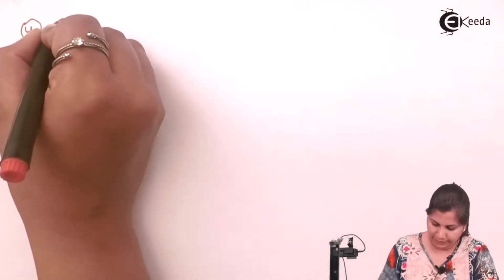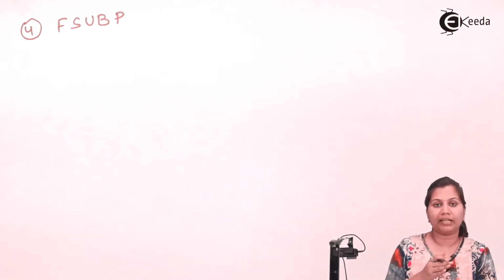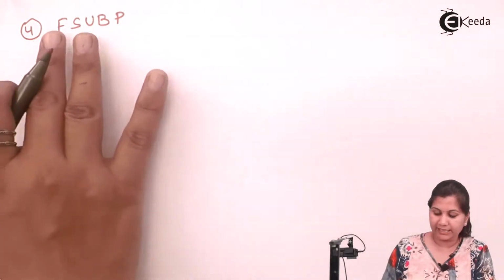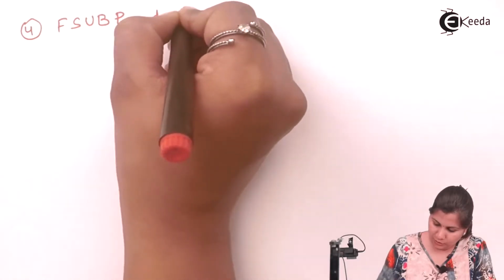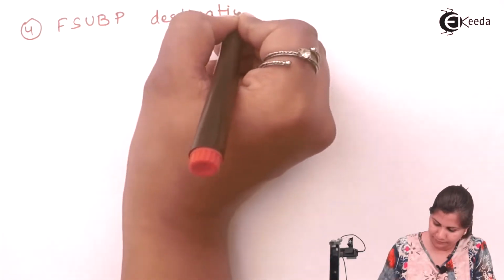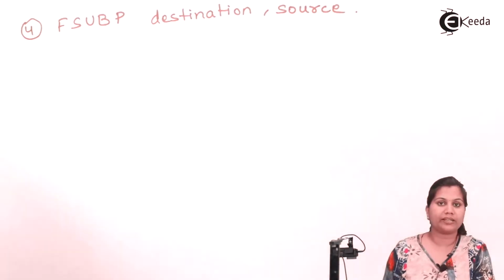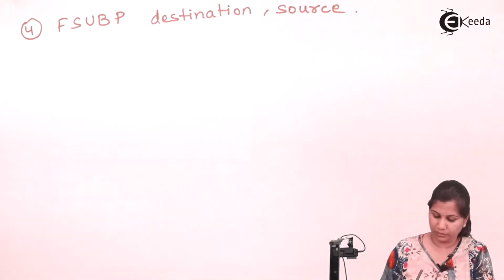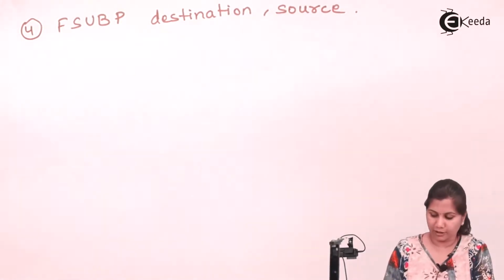So the next instruction for the subtraction is FSUBP. Just like we had FADDP, here we have FSUBP. So here also destination and source are to be specified. But here the destination and source will be the stack elements only. Okay. So one of the stack elements will be the top of the stack and the other will be the destination specified in the instruction.